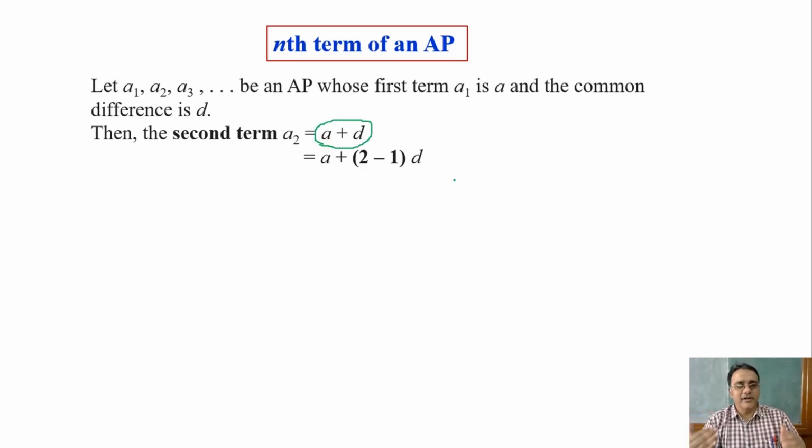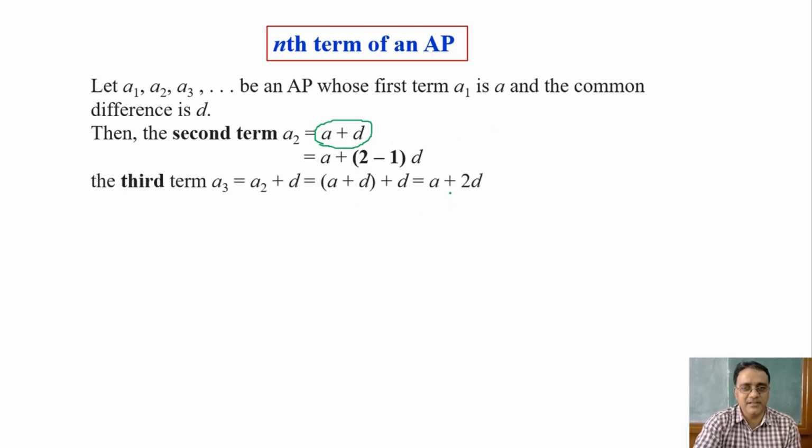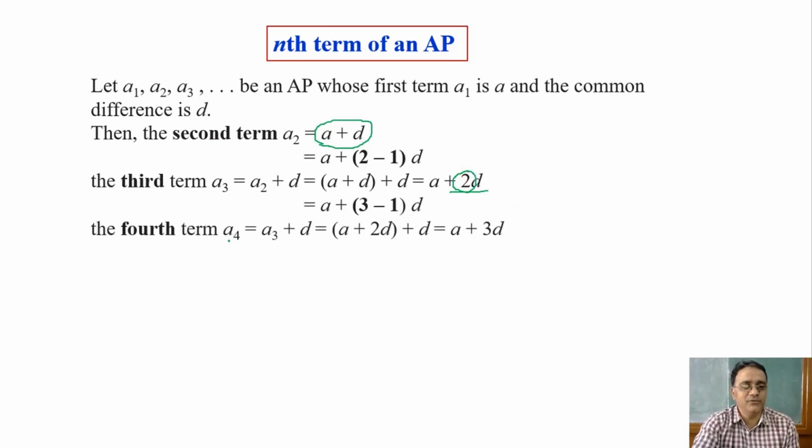You add the common difference to its preceding term. So the preceding term of the third term is a plus d. If you add d to a plus d, again you will get a plus 2d. So again we can write this 2 as 3 minus 1. Similarly, for the fourth term a4, add the common difference to its preceding term, that is the third term. So we get a plus 3d, and 3 we can write as 4 minus 1. So see carefully, where it is 4 we write 4 minus 1, where it is 3 we write 3 minus 1.